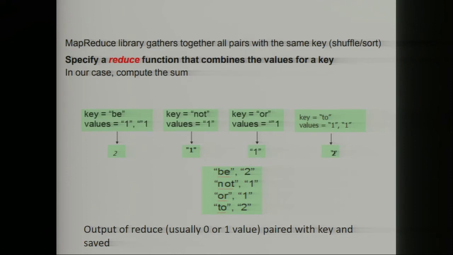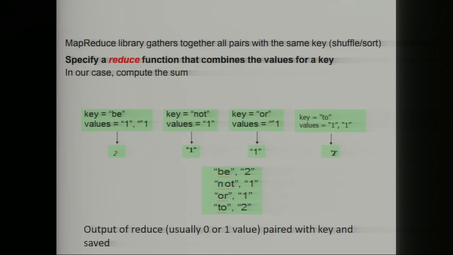How many times does it occur? B occurs twice. So we are having it 2 times, so the values are 1 and 1. Or is 1, 2 is also. So this is what you get, 2, 1, 1, 2, which has to be considered. So I get B is equal to 2, that is the key value, B and 2, not 1, or 1, 2. So what it says is, the output of reduce is usually 0 or 1 value paired with key and saved.